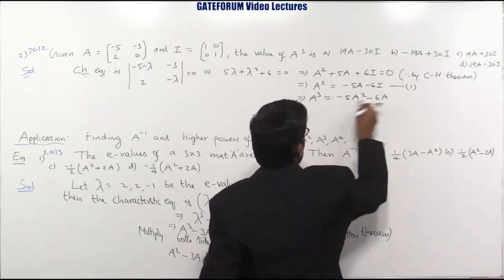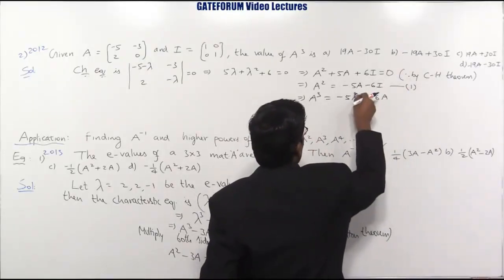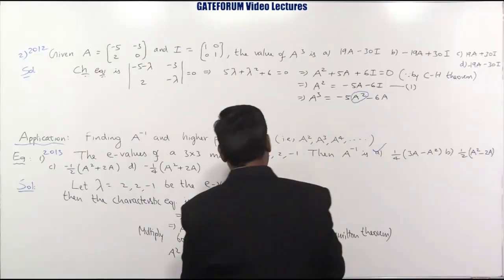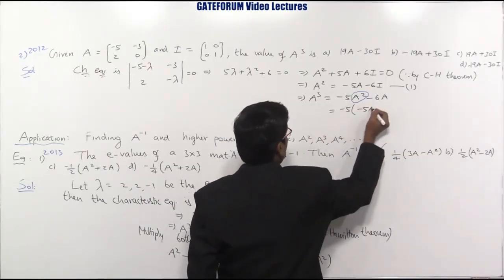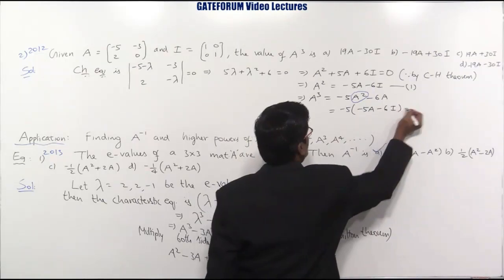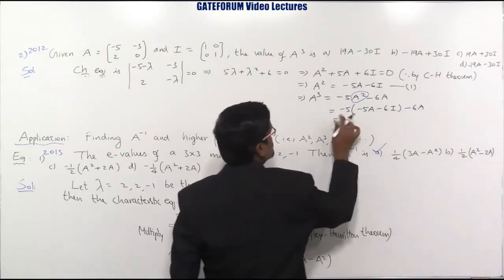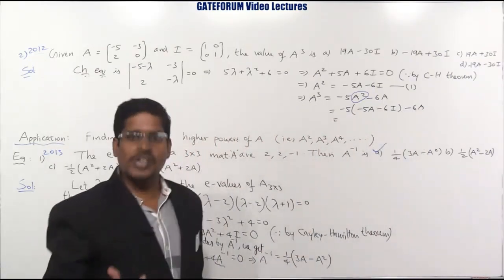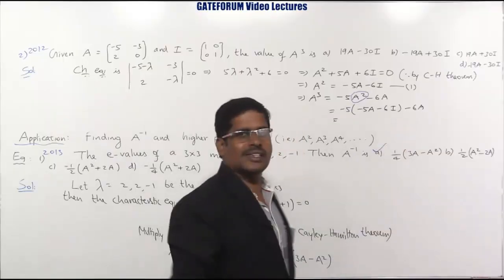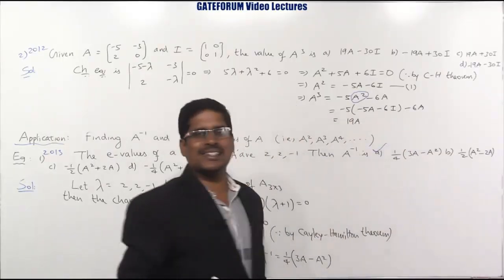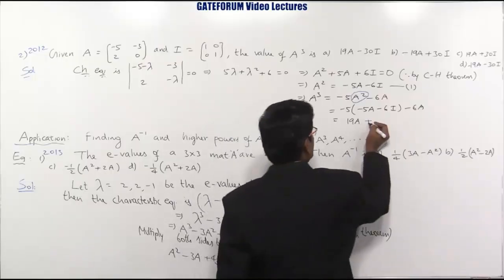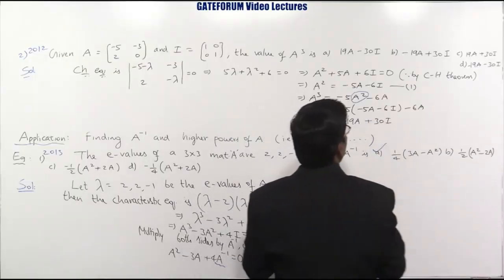So here 5A square is not in the options. So we should eliminate this A square with the help of equation 1. So minus 5 into equation 1: minus 5 into minus 5A minus 6I, minus 6A. So now it simplifies to minus 5 into minus 5A is 25A. 25A minus 6A is 19A. Minus 5 into minus 6I is 30I. That is plus 30I. So the answer is option C.